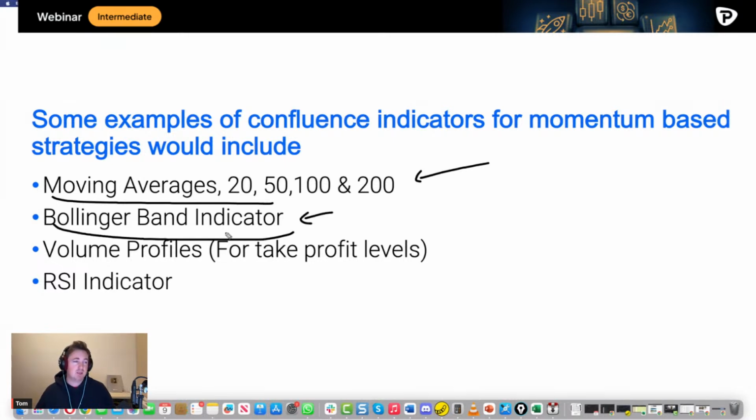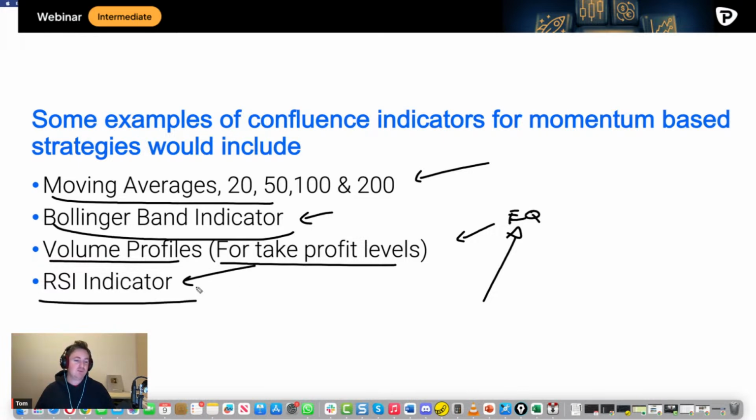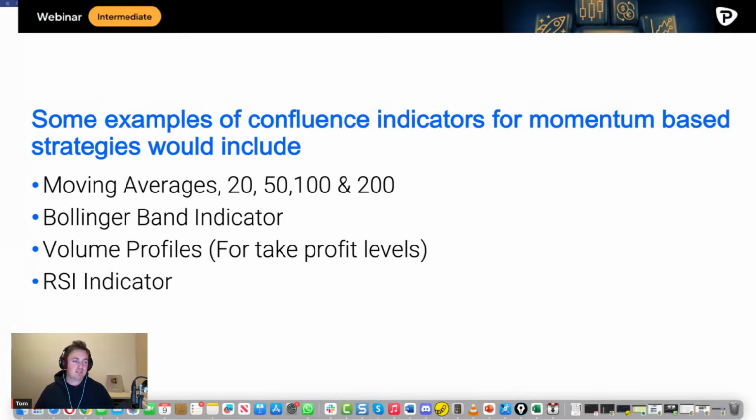They can be incredibly good for also recognizing breaks, breakouts, and key levels being broken. We can use volume profiles for take profit levels or momentum. A lot of people underappreciate how good this can be. Remember before we mentioned the idea of equilibrium levels. This is where markets can go to. And then, of course, we also have RSI indicators as well that can be used a lot as a momentum-based tool.